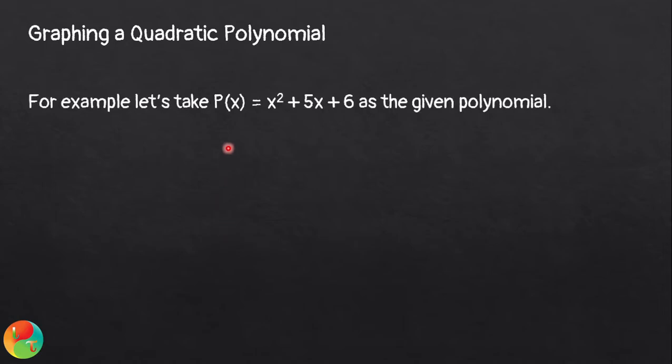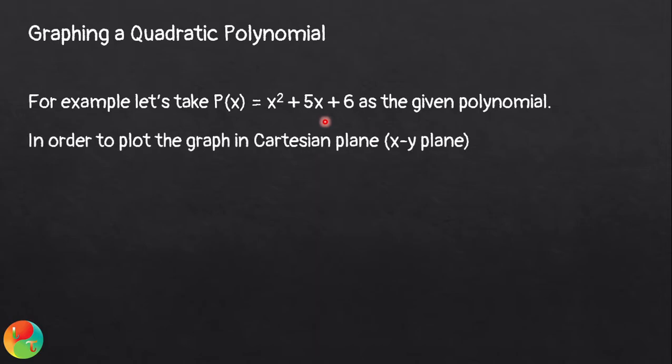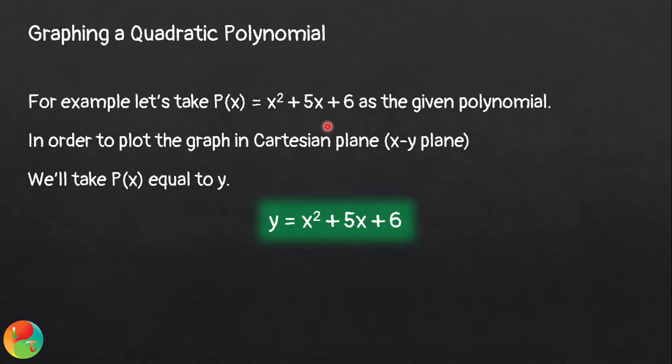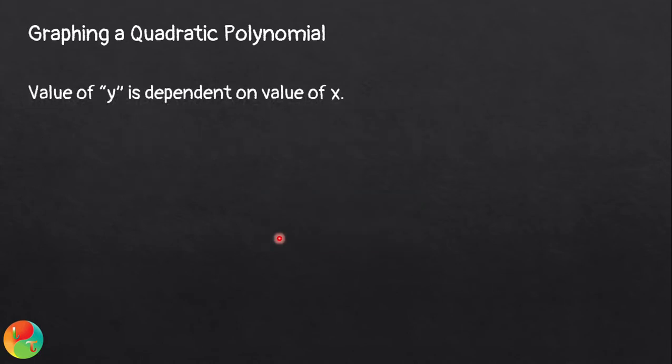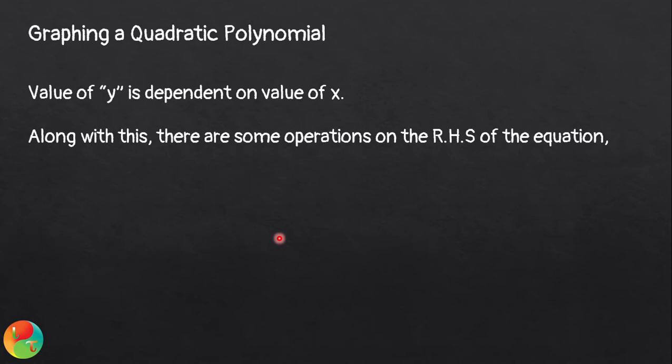For that purpose, let us take p of x is equal to x square plus 5x plus 6 as the given polynomial. So in order to plot the graph in the Cartesian plane, that is the xy plane, we'll take p of x equal to y and we'll get the equation y is equal to x square plus 5x plus 6. Here x is an independent variable whereas y is a dependent variable. The value of y depends on the value of x. We all know that.